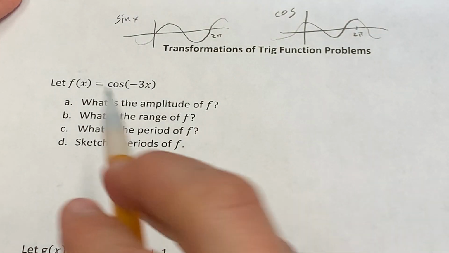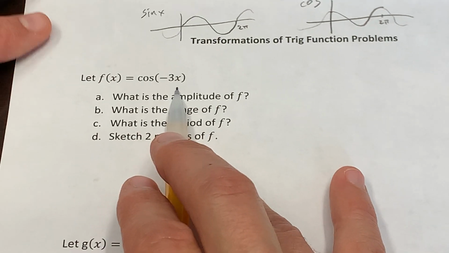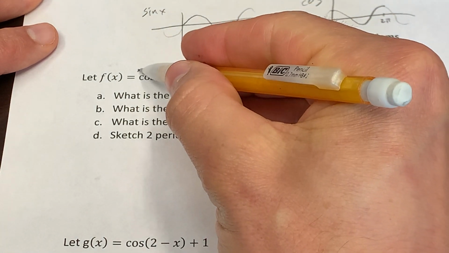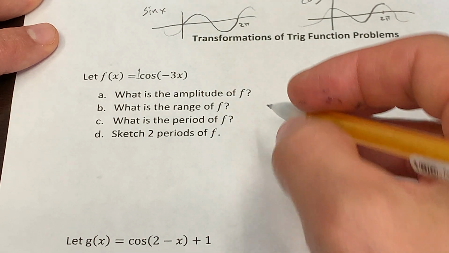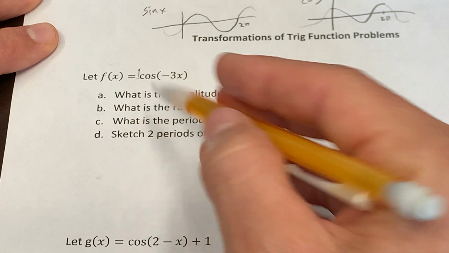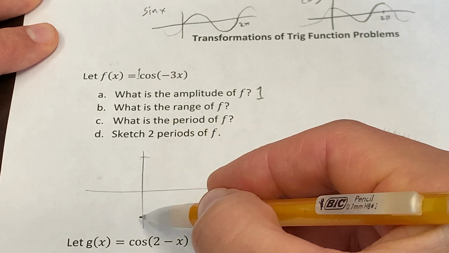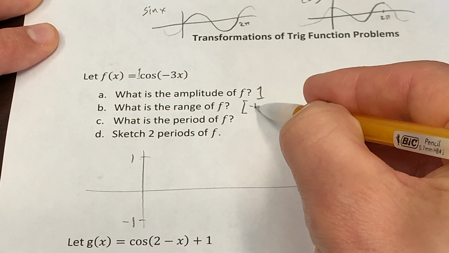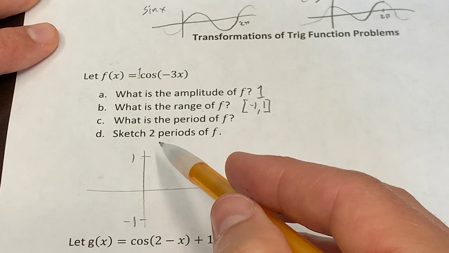So what we're going to be looking at is what different stretches and shifts do. So I'm keying in on the amplitude number here. If there's nothing there, then it's implicitly multiplied by 1. That means there's an amplitude of 1. What would the range be? Well, this means the max and the min of the graph are -1, +1. So the range, the output possibilities, is -1 to 1.